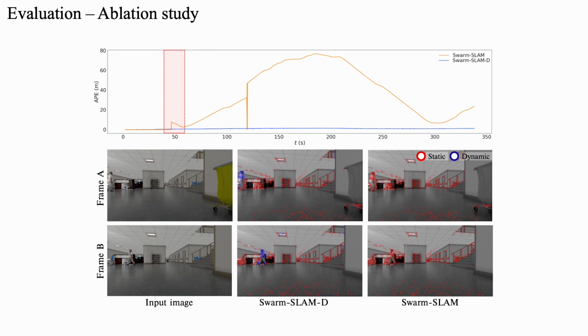We further analyzed Swarm-SLAMD to see if it actually worked. This visualization shows a comparison between Swarm-SLAM and Swarm-SLAMD in the red boxed areas of the APE graph, showing that Swarm-SLAM shows poor performance while Swarm-SLAMD shows robust performance. From this experiment, we observed that Swarm-SLAM failed to perform proper bundle adjustment between keyframes captured at different times due to the movement of dynamic objects.